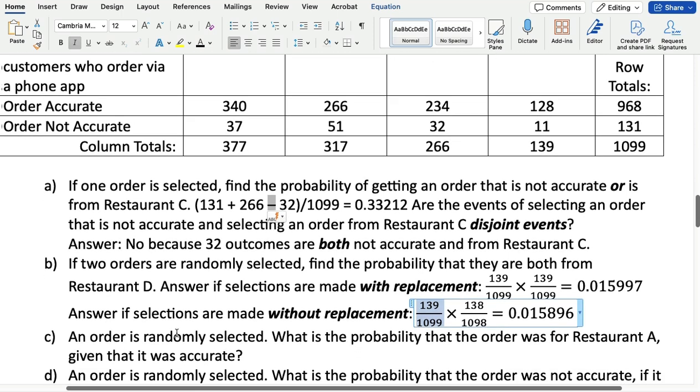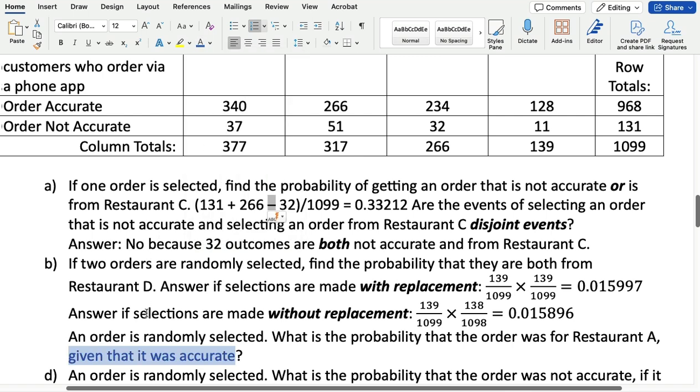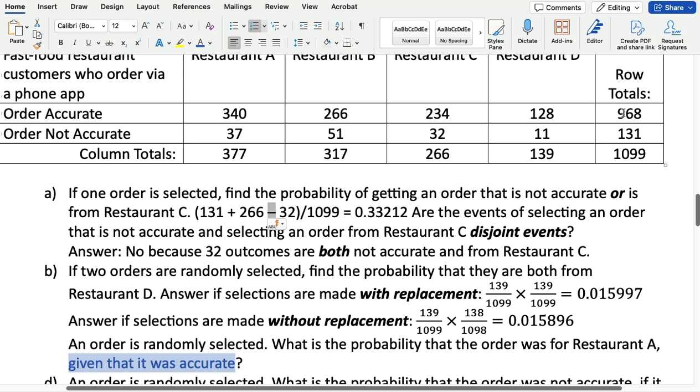So now the next question: an order is randomly selected. What is the probability that the order was for restaurant A, given that it was accurate? That is a very important phrase right there, so I'm going to highlight that in blue: given that. So we are assuming that the order was accurate. If we're assuming that the order was accurate, then we're going to be dividing by the number of accurate orders, instead of dividing by the total number of orders.